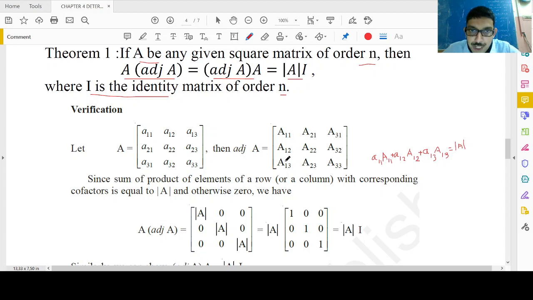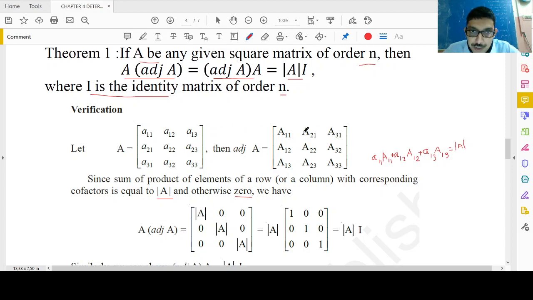That is first row, first column. Now from the property of the cofactors, if you multiply any row with the corresponding cofactors, then take their sum, it will always be equal to determinant of A. And if we are multiplying with cofactors of another row, then it will be 0. So here first row, first column, it is elements of first row with their cofactors, so it will become determinant of A.